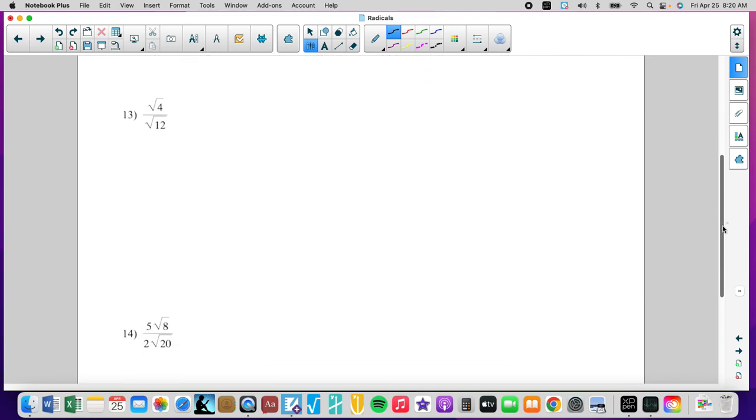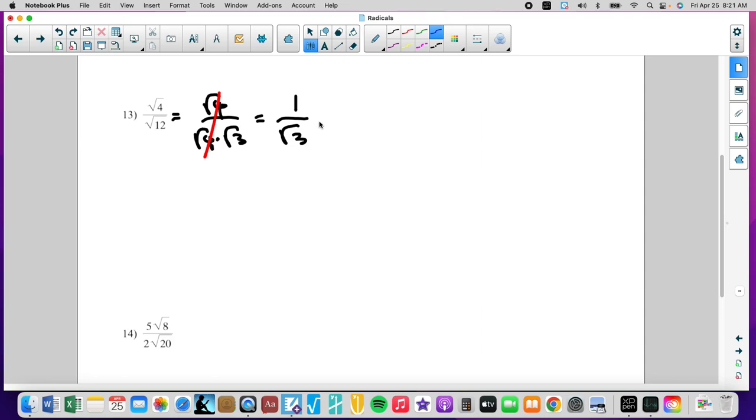Number 13. So I'm going to break rad 12 into rad 4, rad 3, because I want to cancel these radicals. These cancel completely because they make 1. That leaves me with 1 over rad 3. That radical 3 is in the denominator. It needs to stay in the denominator after canceling these.